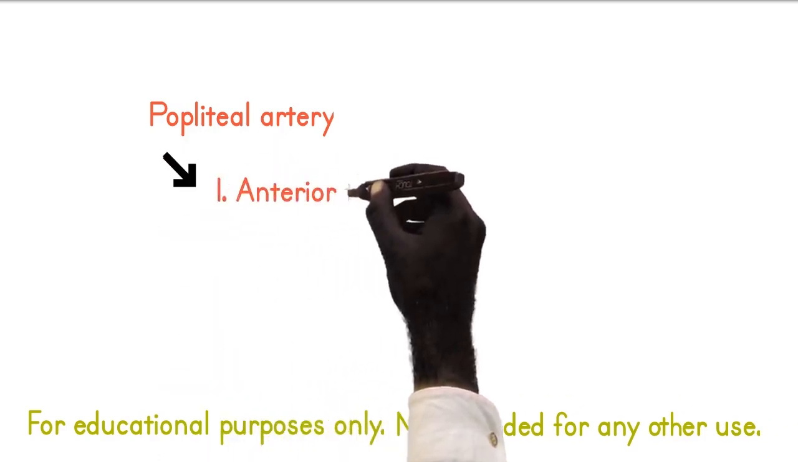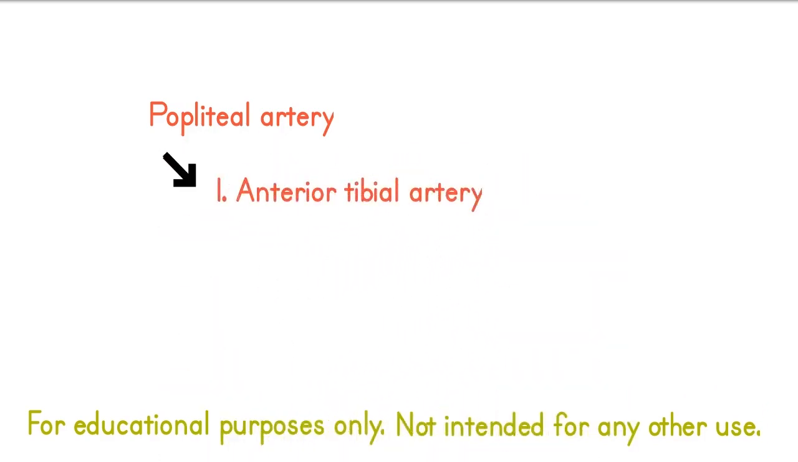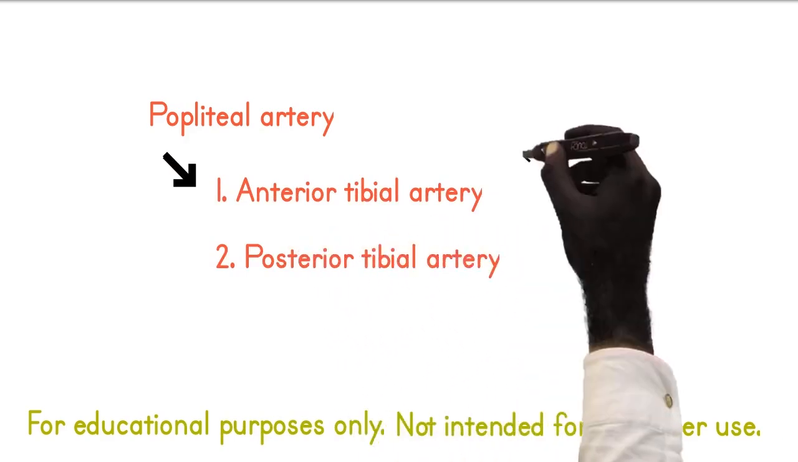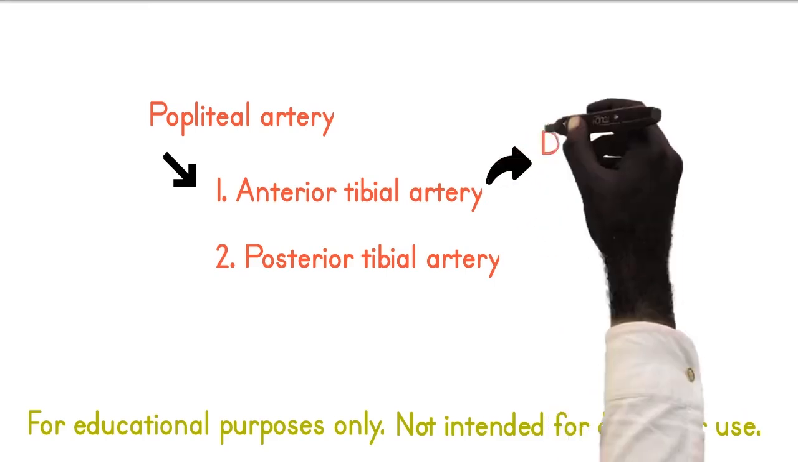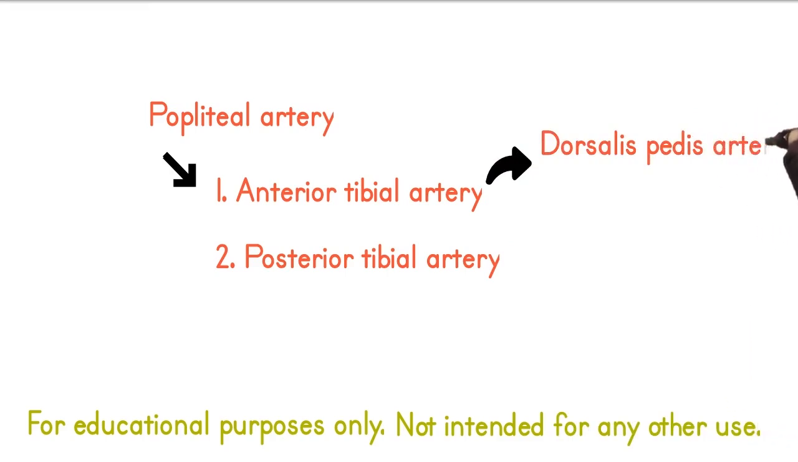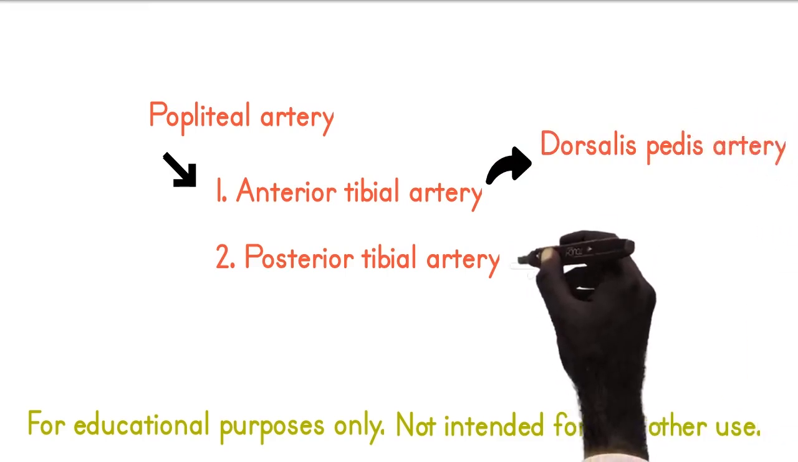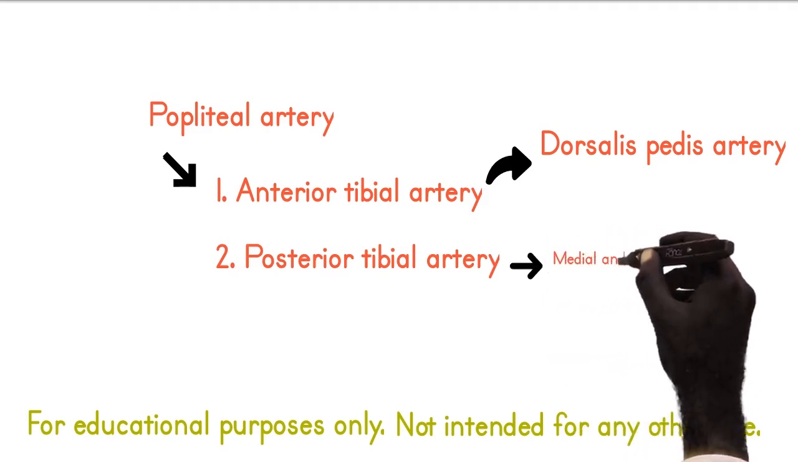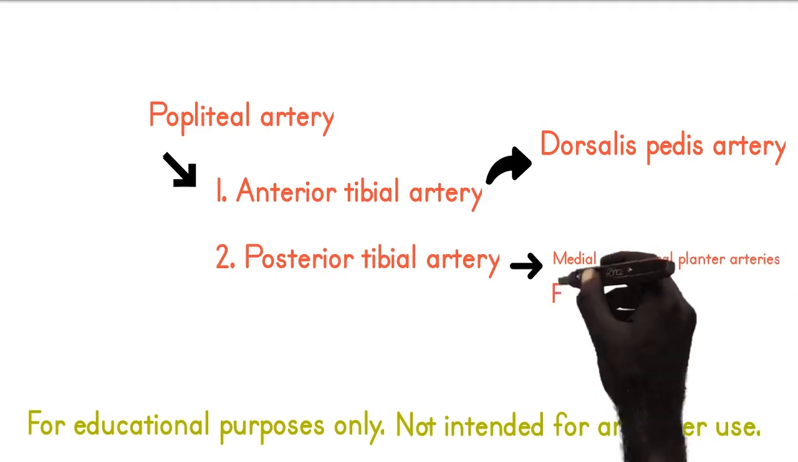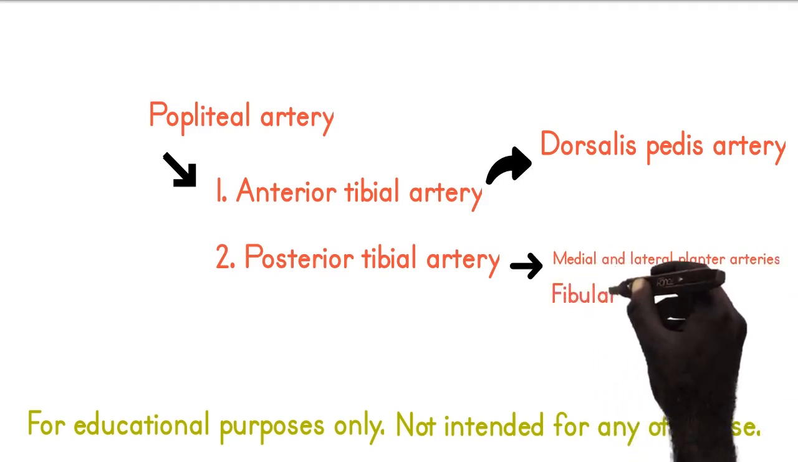The anterior tibial artery travels anterior to the leg. Then, after passing the level of the anterior ankle, it changes its name and becomes the dorsalis pedis artery. The posterior tibial artery stays and travels posterior to the leg. At the posterior ankle, it eventually gives rise to three branches: the medial and lateral plantar arteries, and the fibular artery.